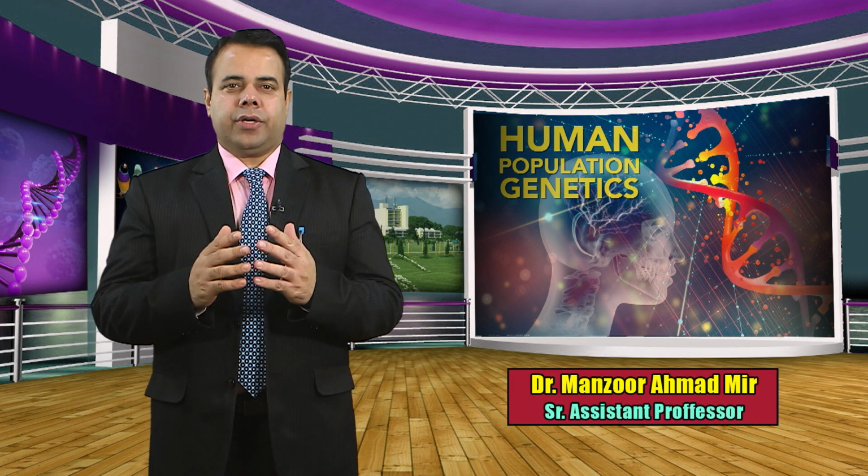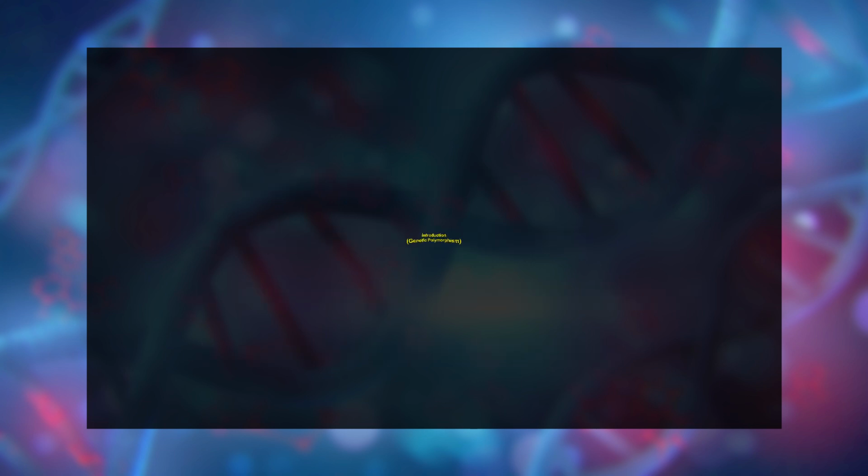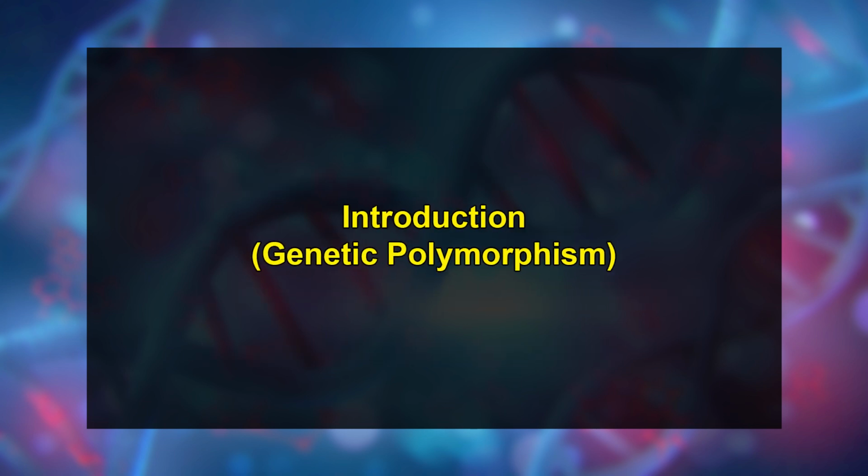Today we are going to discuss the topic models explaining maintenance of genetic polymorphism. The main objectives of this module are to know about genetic polymorphism, to know about the types of DNA polymorphism, to know about the maintenance of genetic polymorphism, and to know about sickle cell anemia and malaria. Dear students, let's first discuss genetic polymorphism.